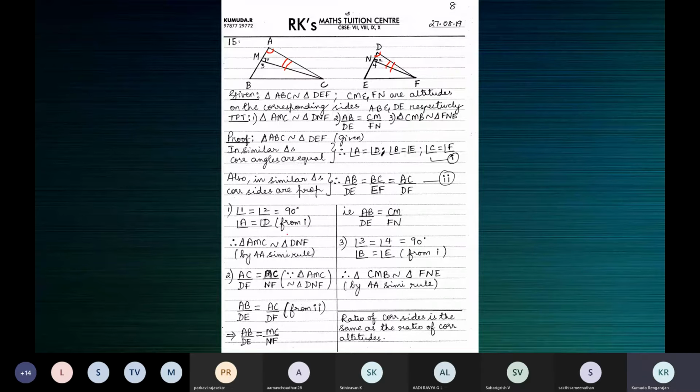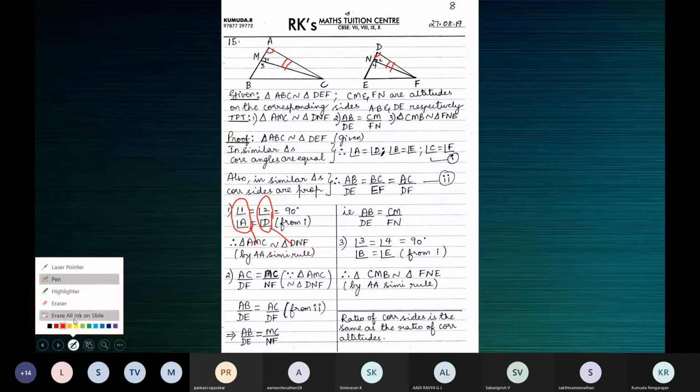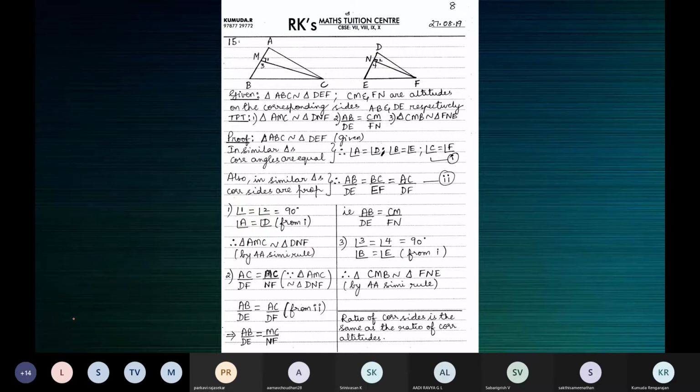See, when you have to prove that these two triangles are similar, I've told you that this information should be of this triangle and this information should be of this triangle. So it's like angle 1 of this triangle is equal to angle 2 of this triangle. Angle A of the first triangle is equal to angle D of the second triangle. Please write.